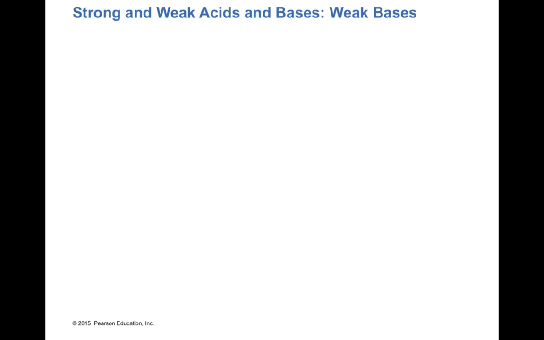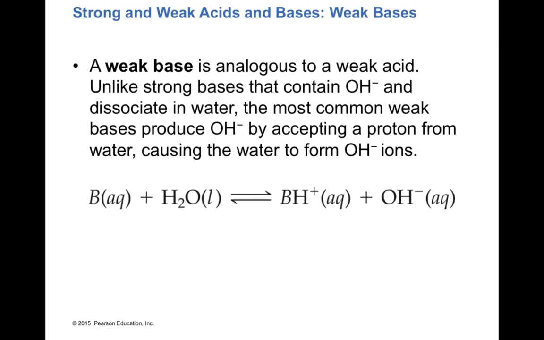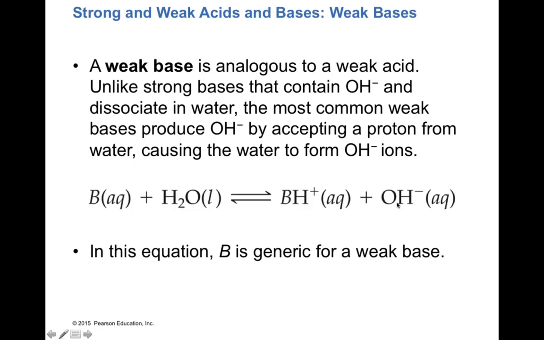Now, what about the weak base? Weak bases, what do you think? It's going to be the same thing as the weak acids. They're going to be slightly dissociated in water. So unlike strong bases that contain OH and dissociate in water, the most common weak bases produce OH by accepting a proton from water, causing the water to form OH ions. So in this case, some of them are going to remove that hydrogen from water and produce OH. In this equation, B is a generic for a weak base. So that's basically what it means.